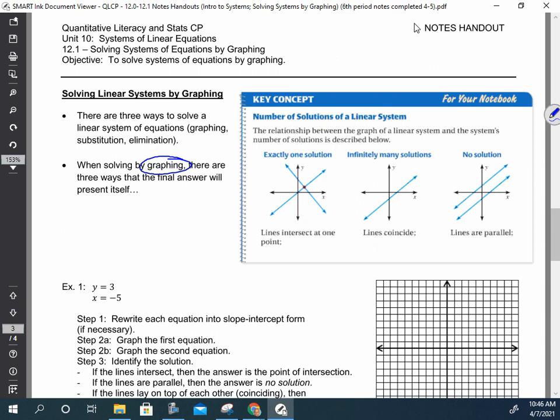So one, you graph both of your equations and the lines intersect. If the lines intersect, that means you're going to have one solution, and the answer will be whatever point they intersect.